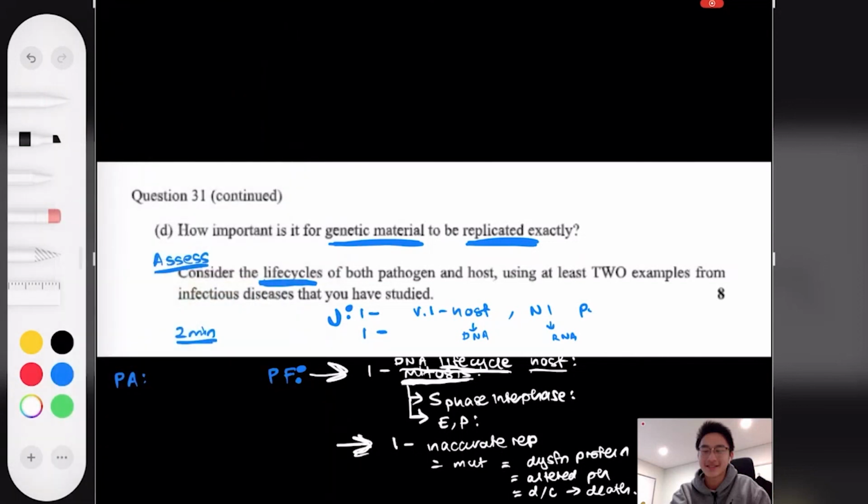How many marks have we hit? About 4 marks so far. About 3 to 4 marks. So we have about 4 marks left. So I would structure it as 2 marks for one pathogen and 2 marks for another because we're using 2 examples. Do you all agree? So what 2 examples shall we all use? Can we use like the influenza virus? You can, definitely. I think influenza is an amazing example.